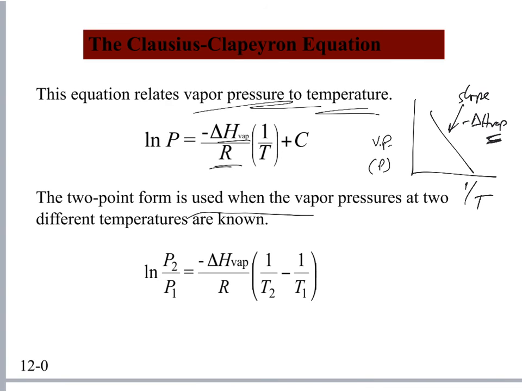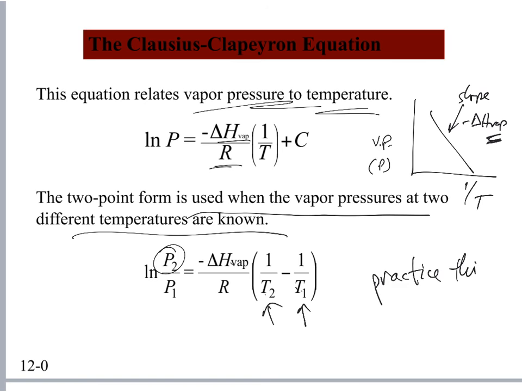A 2-point form is used when the vapor pressure at 2 different temperatures is known. So let's say you knew the vapor pressure at one temperature and you wanted to know the vapor pressure at another temperature. You could plug those two numbers in, and as long as you know delta H, you could solve for P2. You should practice this. I just graded my third exam, and the students made many algebra errors. Practice this equation. If the unknown is in the T, or if the unknown is over here, you have to know how to solve for it, and you don't want to make a mistake on your exam.